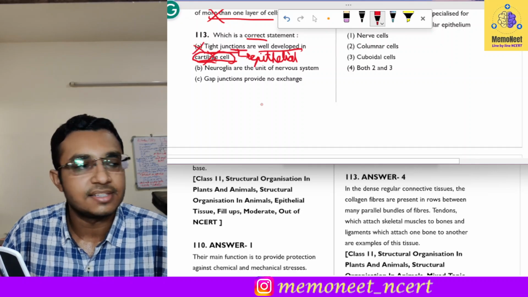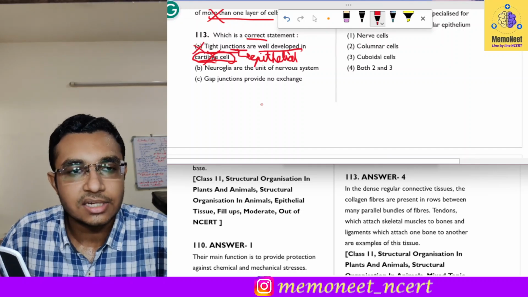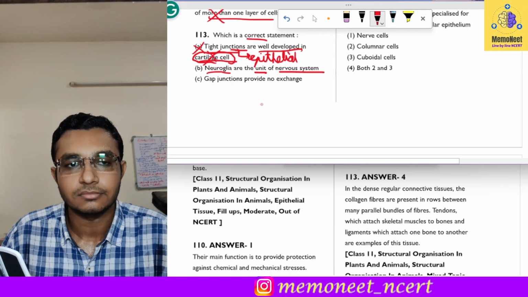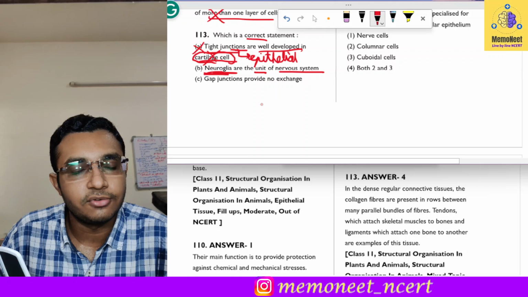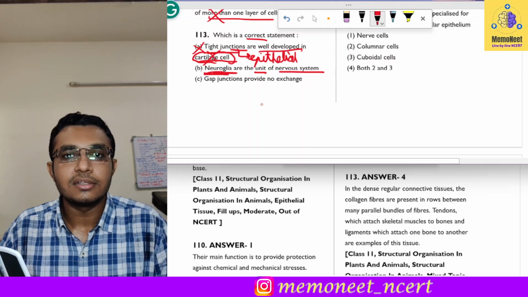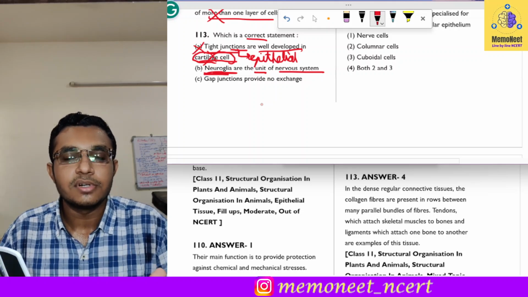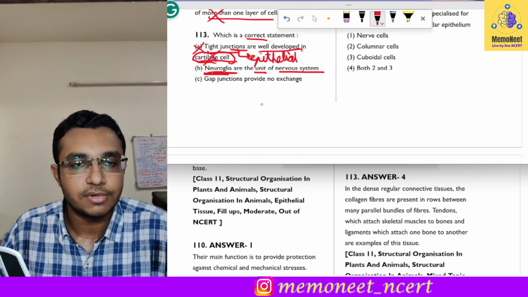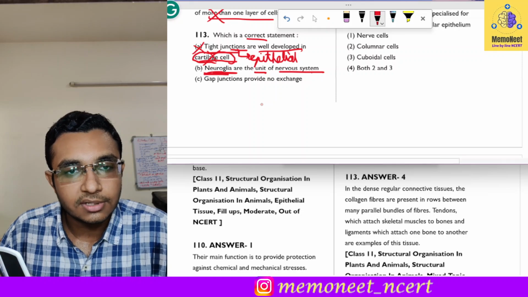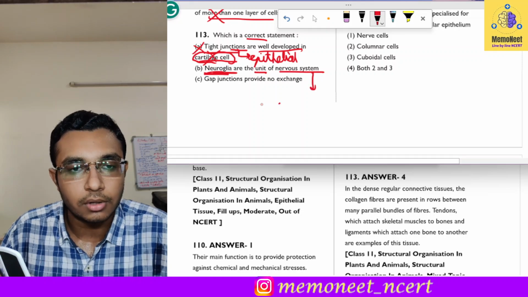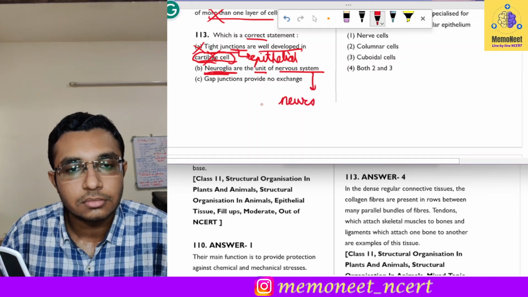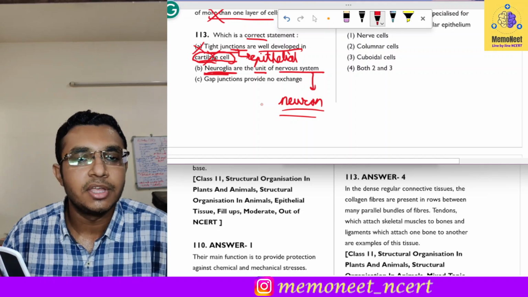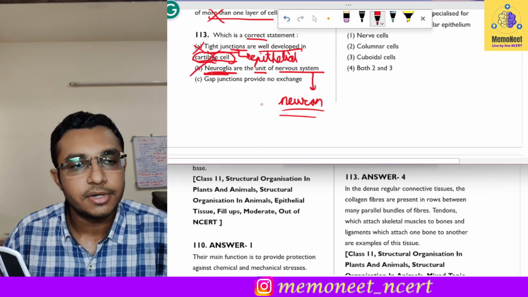Statement A is incorrect. The second statement is neuroglia are the unit of the nervous system. Now see, what are neuroglia? The neuroglia are the supportive cells. Their function is to provide nutrition and to support the neurons in the nervous system. And the structural and functional unit of the nervous system is the neuron. So this statement is also incorrect.